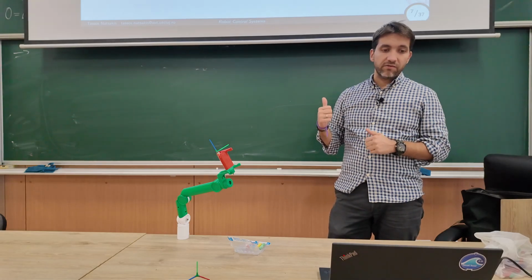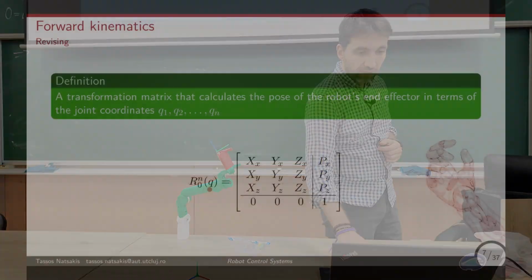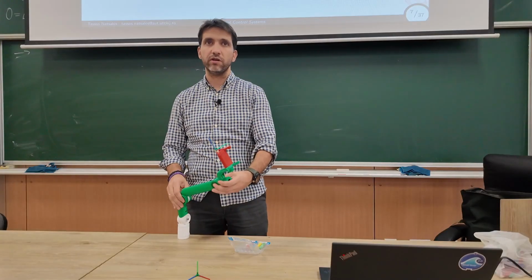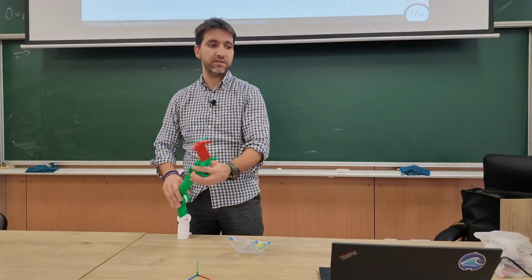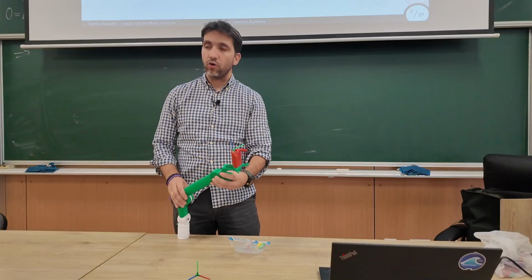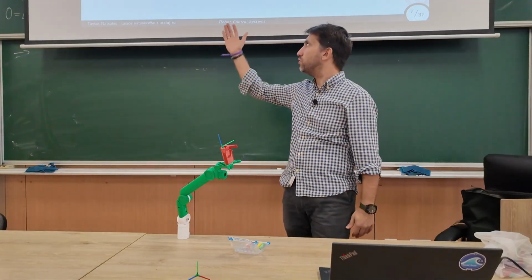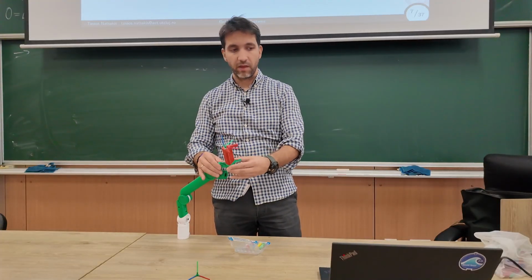We saw that this is a function of Q. So this orientation and position depends on joint positions, on joint coordinates, as we call them, which we denote with Q, a vector of all the joint coordinates. If we have 5 joints, Q will be a vector of 5 elements.